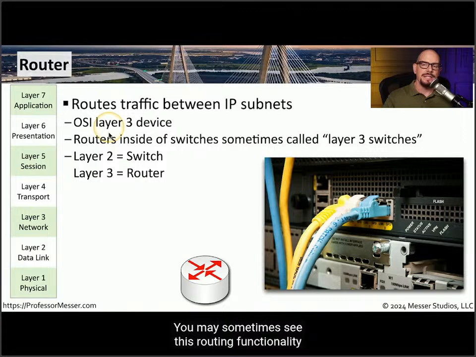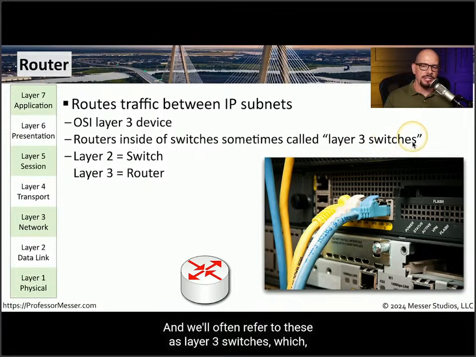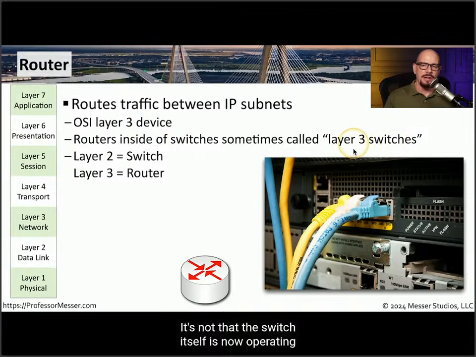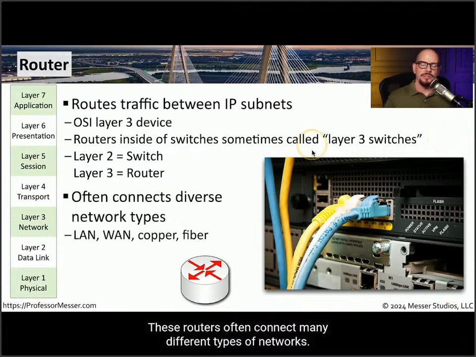You may sometimes see this routing functionality also included inside of an existing switch, and we often refer to these as Layer 3 switches, which of course is referring to that OSI Layer 3 functionality. It's not that the switch itself is now operating at a different OSI layer, it's just within that same piece of equipment, we have both a Layer 2 switch and a Layer 3 router, so we've abbreviated that as a Layer 3 switch.